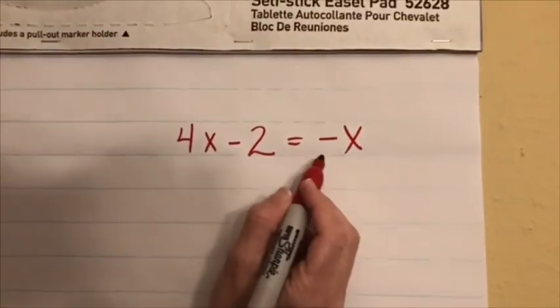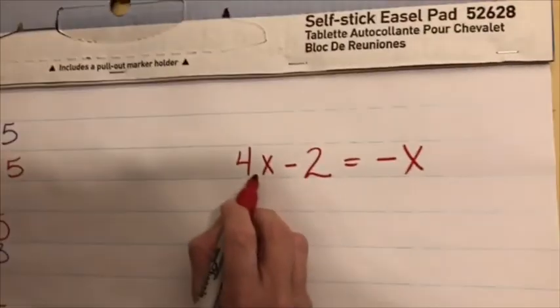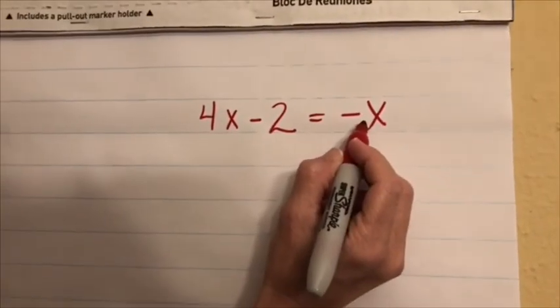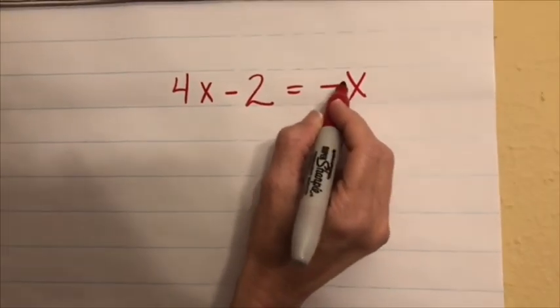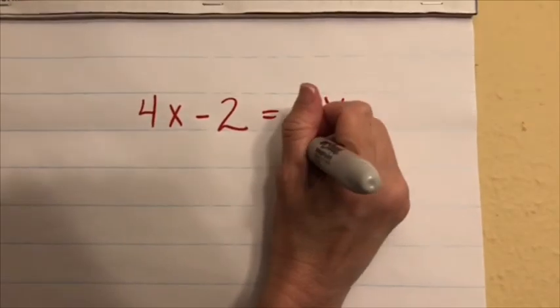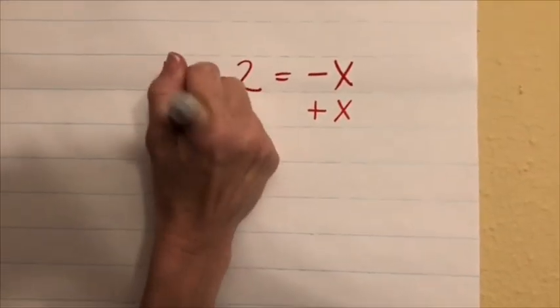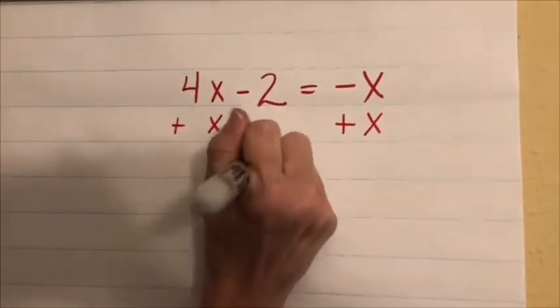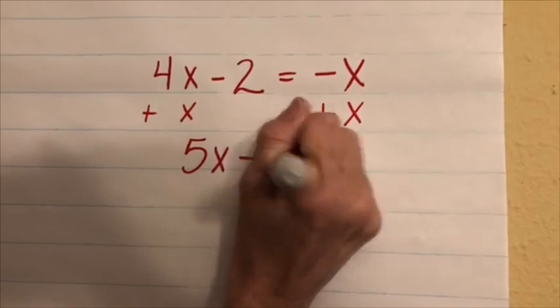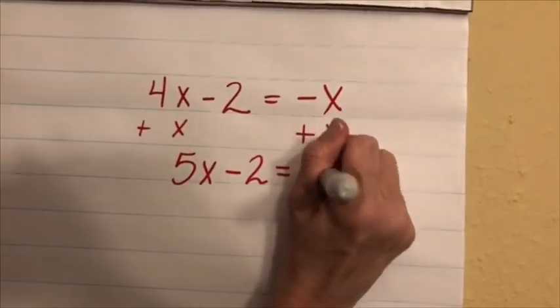All right, this one's a little bit simpler. We just have one constant and we have two x terms. So what we have to recognize here is that this is a negative. So in order to do the opposite, we have to add x to both sides. All right, so on the left we have 5x minus 2 equals, well, negative x plus x is 0.